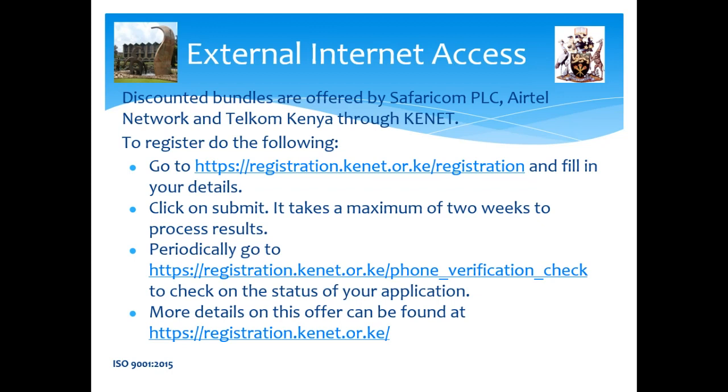https://registration.kennet.org/registration, and fill in your details. Click on submit. It takes a maximum of 2 weeks to process the results. Periodically, go to this site, that is registration.kennet.org.ke. That is for checking the status of your application. More details of this offer can be found at registration.kennet.org. So kindly note this one down.